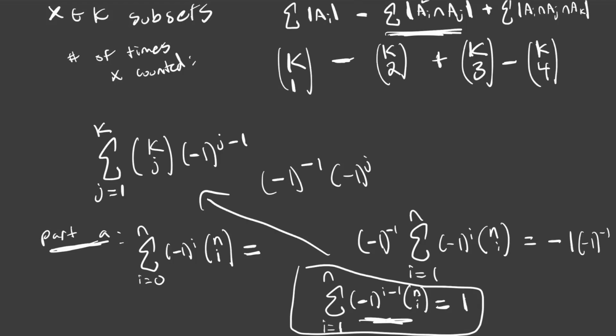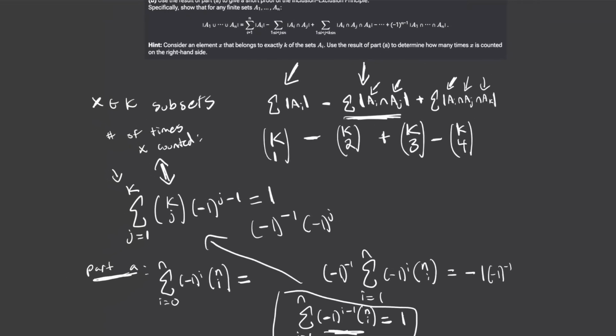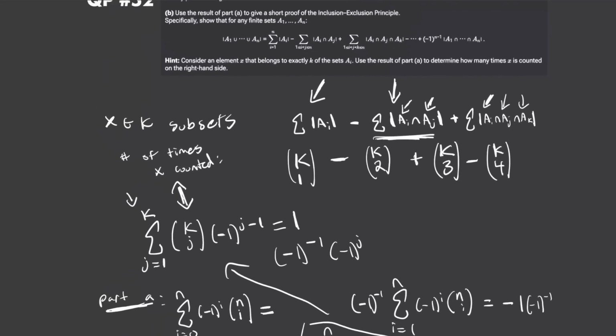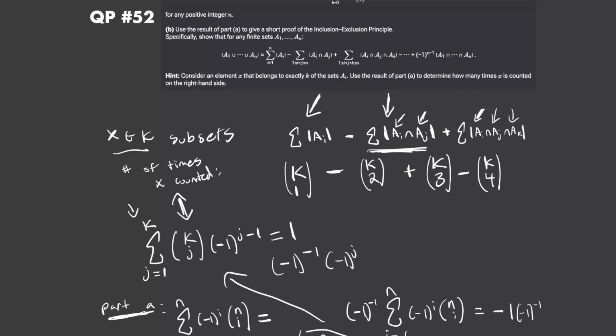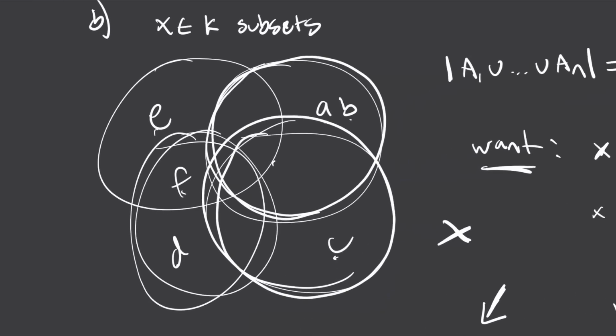So what does that mean? Well, this is equal to the number of times that x is counted, and this is equal to 1 when k is greater than or equal to 1. Because if k is 0, this doesn't even make any sense. Our iterator is starting at 1 and going to 0, so this isn't even going to run, and we're just going to get 0. So that concludes the proof of the inclusion-exclusion principle. We showed that if x exists in k subsets, then the number of times that it's counted in this part of the equation is going to be 1, which is exactly what we want. Going back to our Venn diagrams, we just wanted to count everything once when we're calculating our unions.